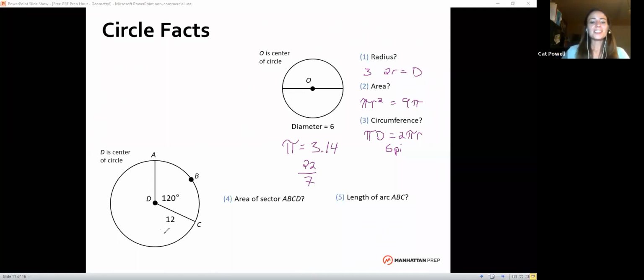Okay, so now instead of a whole circle, I'm just dealing with a sector. So I have a circle with a radius of 12, and I just have this sector here, A, B, C, D. And this central angle is 120 degrees. How would I find the area of just this slice?